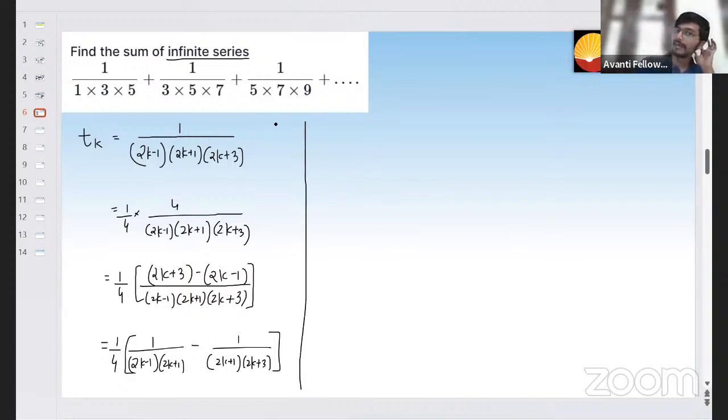Now, I will find the sum of this infinite series. So, how can I find the sum of this infinite series? I'll use the summation.